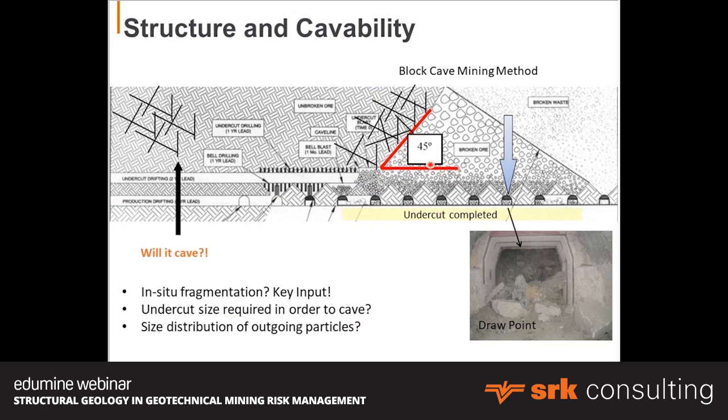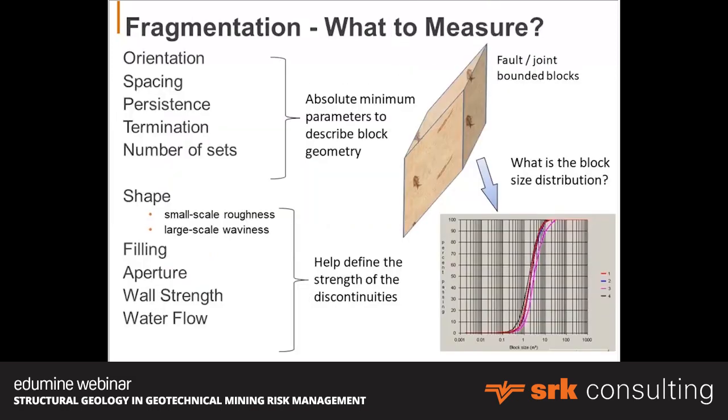So one of the key questions when the design starts is how will this rock mass fragment? Will it fragment? What size of excavation do you need to create a situation where the rock will collapse and fragment? And what is going to be the size distribution of these big particles as they come down through the draw points? To understand that, you need to understand the structures in the rock mass, not only the fault systems, but quite commonly the joints and the vein systems.